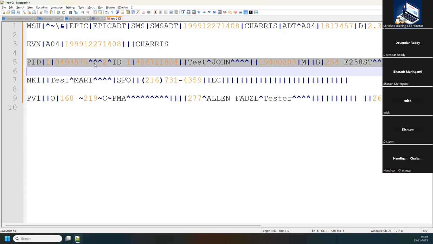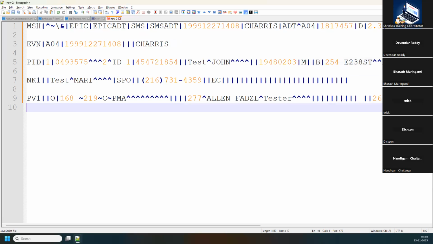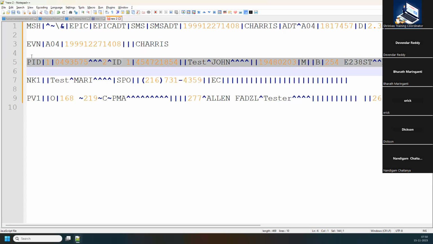Okay, so every HL7 message will be broken down like this into segments, and every segment will have its own name in the form of an acronym. And within that, every segment is again divided into fields. You can see that this is field number 1, field number 2, field number 3, and so on. So that's how you understand how to read through an HL7 message.